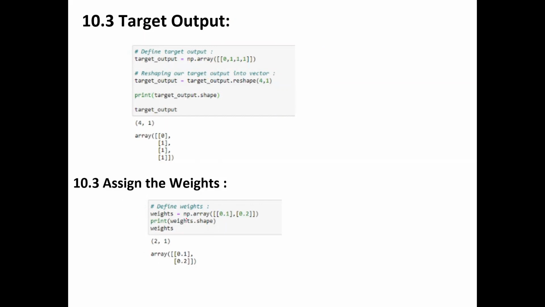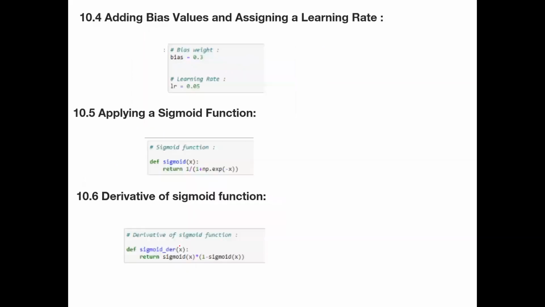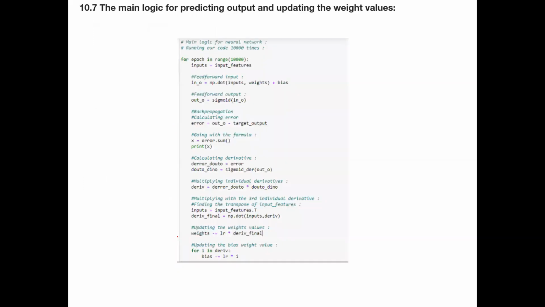Now we assign the weights. For the weight matrix, we assign the values 0.2, 0.1, 0.2 randomly. After assigning, we randomly assign the bias value and the learning rate value. Then we will calculate the sigmoid function and its derivative. So this is the sigmoid function, and we calculate the derivative of the sigmoid function. This is the main part, where we decide how many epochs we need.